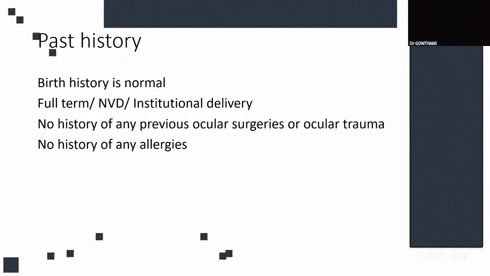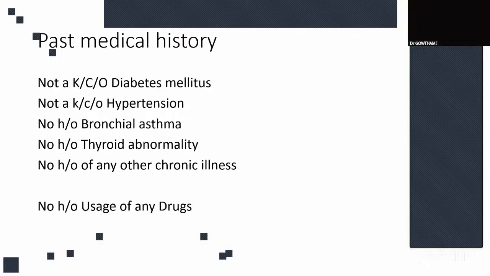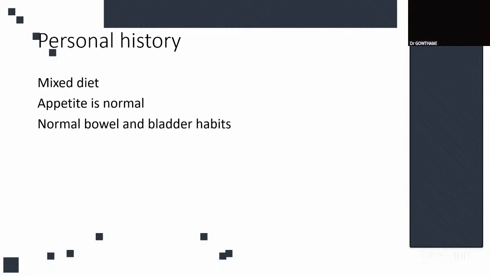Coming to past history, birth history is normal. It is a full term normal vaginal delivery, institutional delivery. No history of any previous ocular surgeries or ocular trauma, and no history of any allergies. Patient is not a known case of diabetes or hypertension, no history of bronchial asthma or thyroid disease, no history of any other chronic illness, and no history of usage of any drugs.